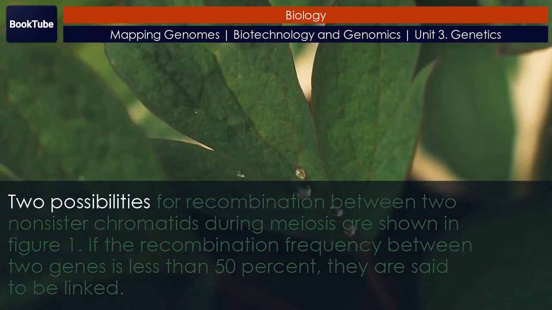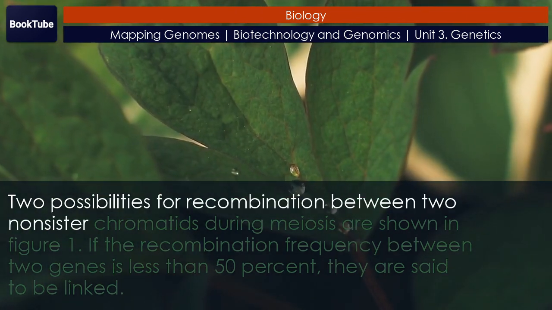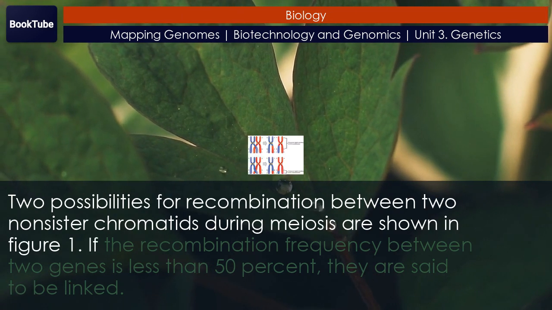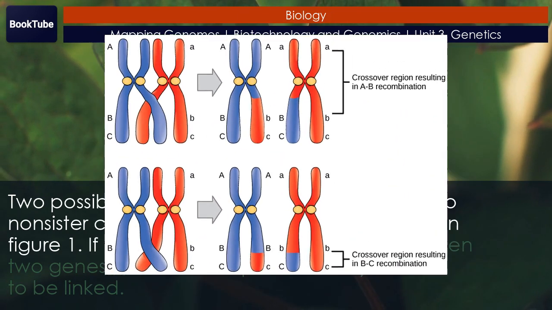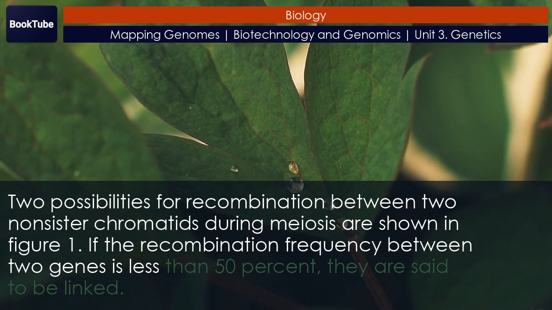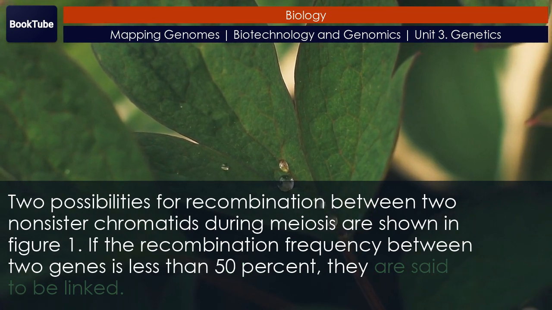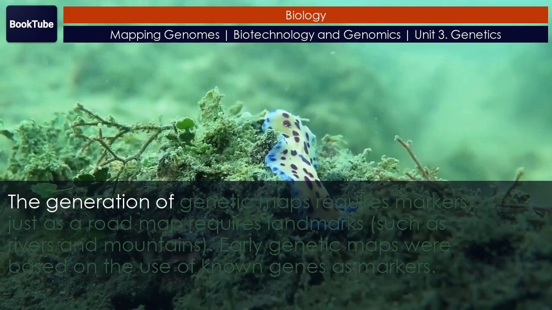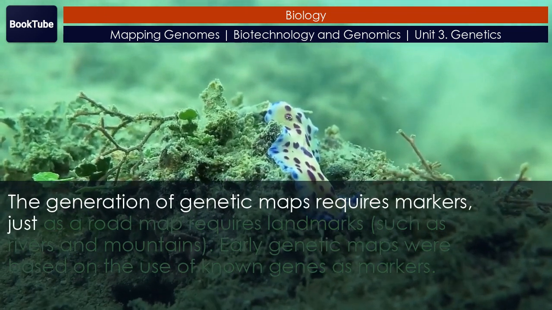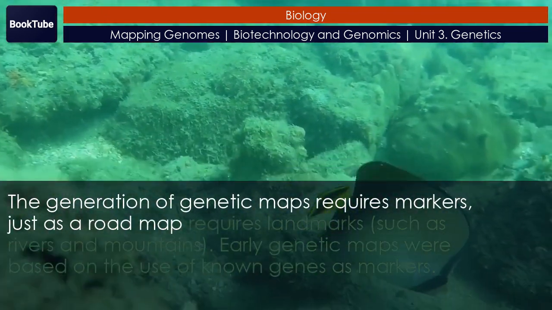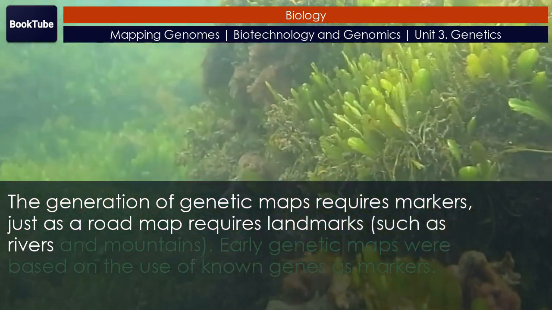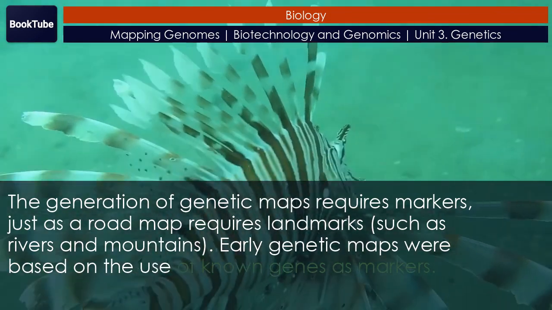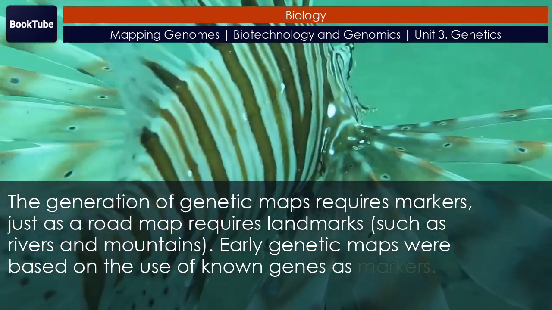Two possibilities for recombination between two non-sister chromatids during meiosis are shown in Figure 1. If the recombination frequency between two genes is less than 50%, they are said to be linked. The generation of genetic maps requires markers, just as a road map requires landmarks, such as rivers and mountains. Early genetic maps were based on the use of known genes as markers.